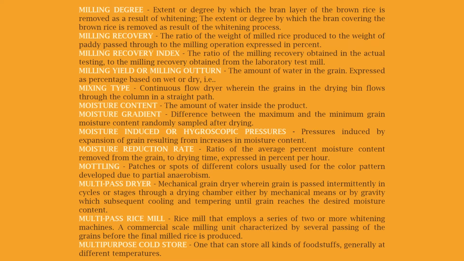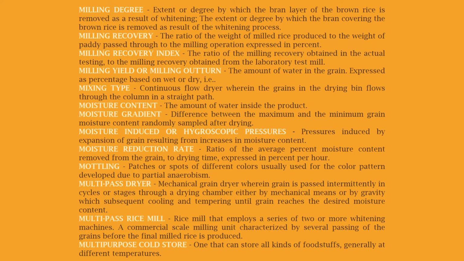Moisture gradient, difference between the maximum and the minimum grain moisture content randomly sampled after drying. Moisture-induced or hygroscopic pressures, pressures induced by expansion of grain resulting from increases in moisture content. Moisture reduction rate, ratio of the average percent moisture content removed from the grain to drying time, expressed in percent per hour. Mottling, patches or spots of different colors, usually used for the color pattern developed due to partial anaerobism.